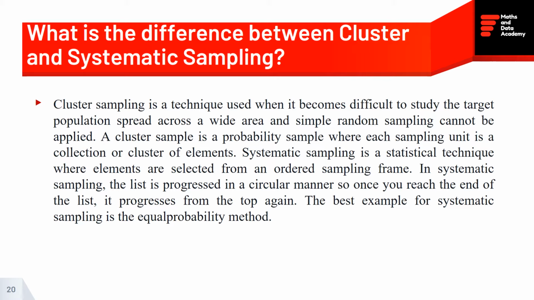Systematic sampling is a statistical technique where elements are selected from an ordered sampling frame. In systematic sampling, the list is progressed in a circular manner, so once you reach the end of the list, it progresses from the top again. The best example of systematic sampling is the equal probability method.